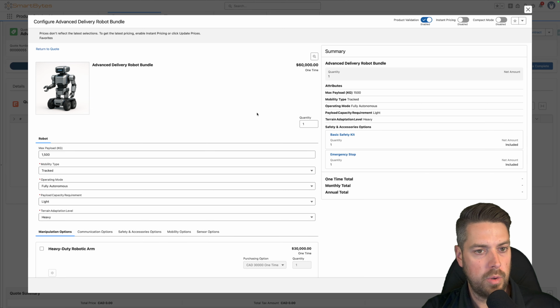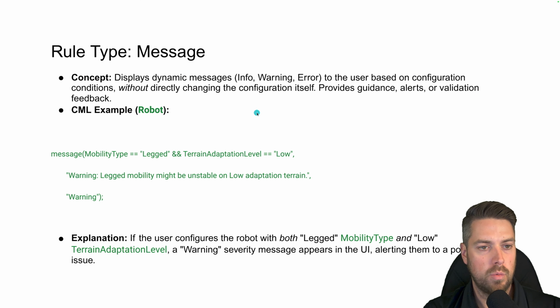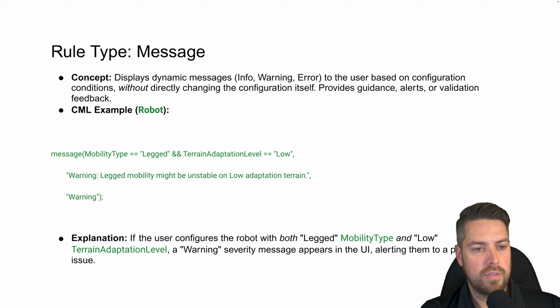The next rule we want to look at is a rule type of message. So if you simply want to display a message in your configuration, so not do any pre-selections on the user, so you want to display what should happen or what might happen based on the current configuration, you have different types of messages.